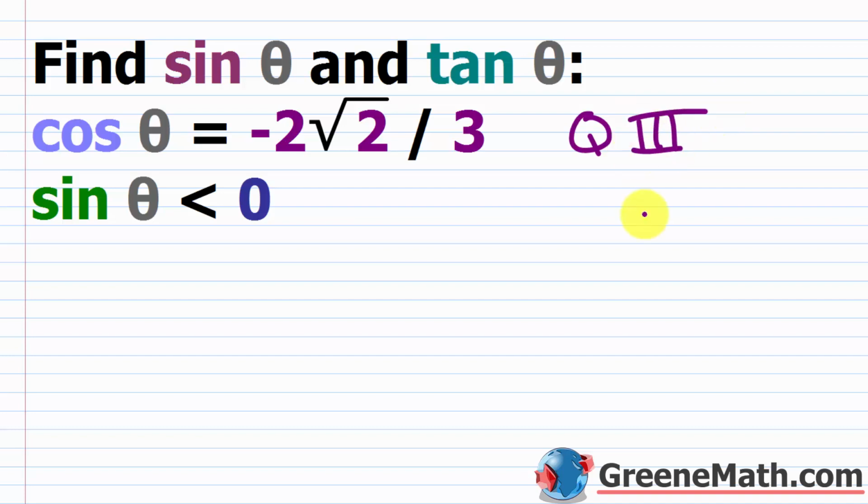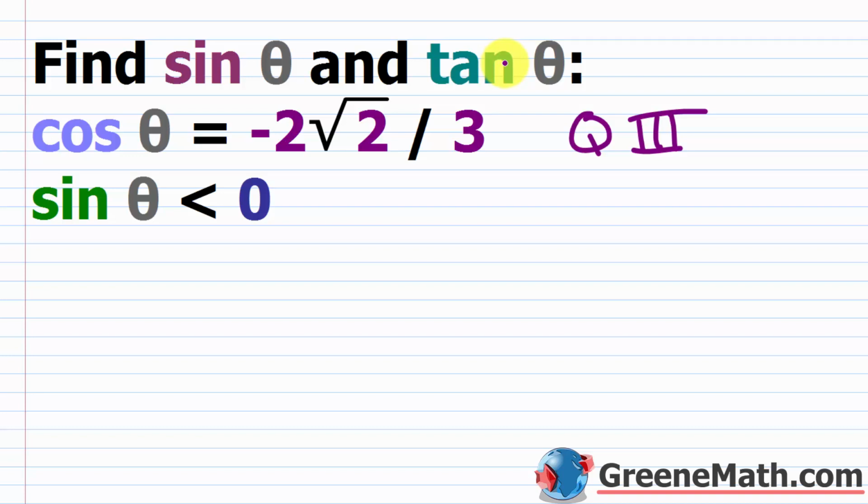Okay, and it doesn't always work out this way. We had 3 problems today where they're all in quadrant 3, but it's going to vary based on the problem you're given. So we know we're in quadrant 3. From here, we know our sine would be negative, it's given to us, and we know our tangent is going to be positive because we're in quadrant 3. Okay, so how do we find our sine of theta?